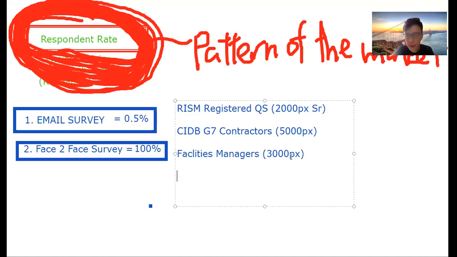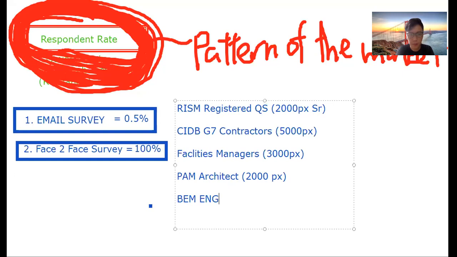Who else? Let's guess, let us do it together. Architects. Architects are from PAM, so PAM architects. How many registered architects? Maybe 2,000 of them. Okay, engineers. Engineers, we call it BEM, Board of Engineers Malaysia. Maybe 2,000 of them, right? So I simply write, not the real population number. So these are all the population numbers.